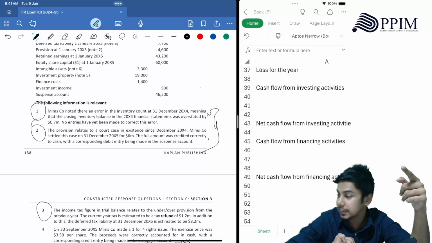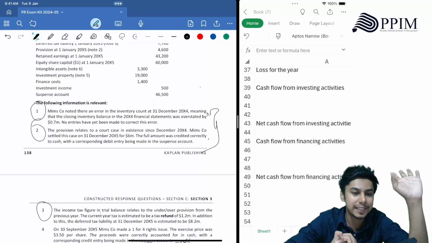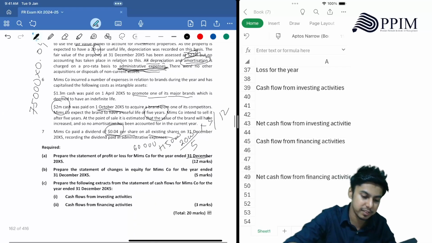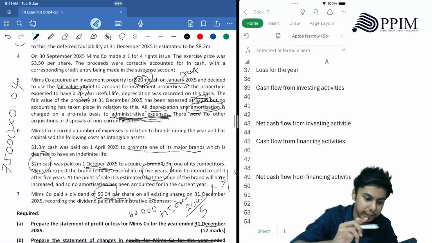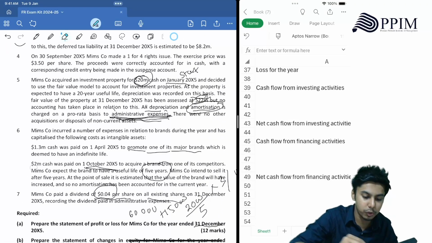Third one, income tax. Income tax is what activity? Operating activity. So therefore, it does not have to come inside the cash flow statement at all. So I'm going to skip all of that. Right, now let's go to the fourth paragraph.